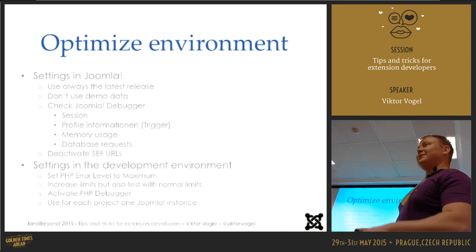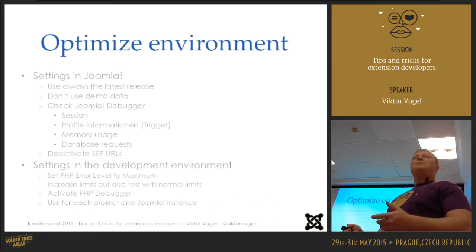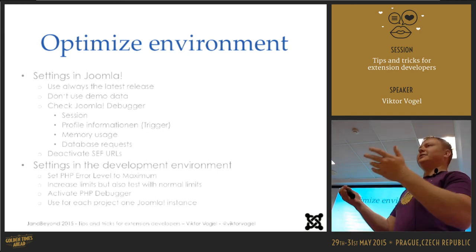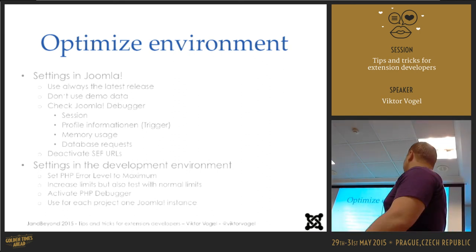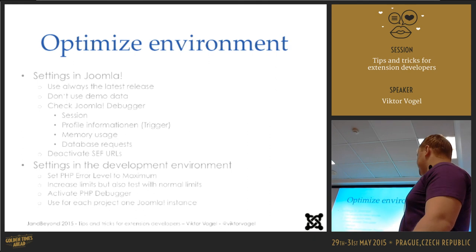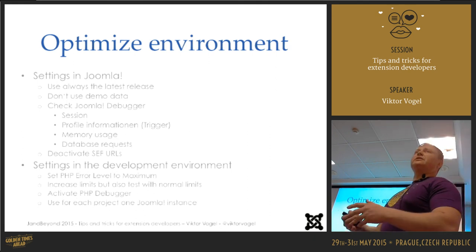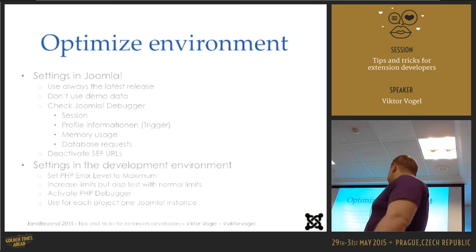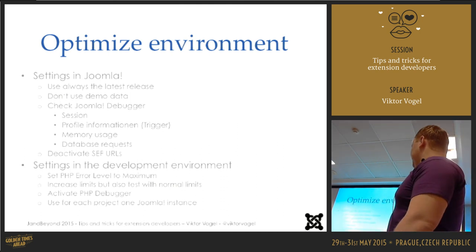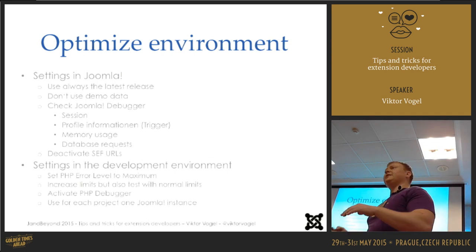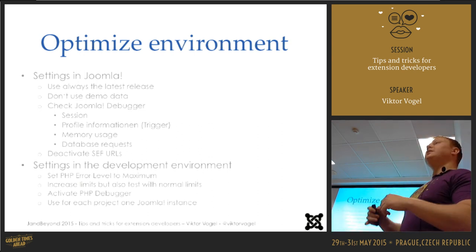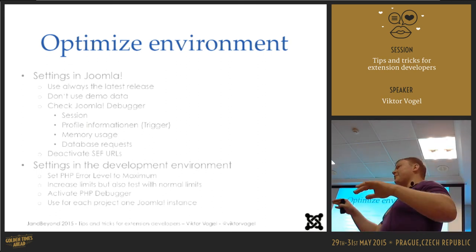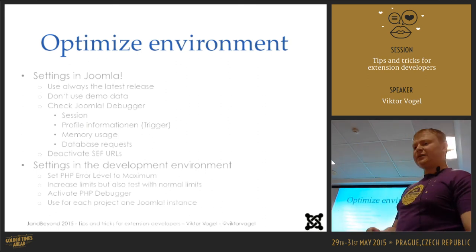I also increase the limits for memory and time. But of course, you have to test your extension then with normal limits, what the users have in the normal server environment. I use the PHP debugger activated, normally done in the php.ini if you use Xdebug. Just some lines you can copy and paste, very easy. Also, for each project and each extension I have my own fresh, clean Joomla instance, where I install and develop, and then I test it in other environments that I have with other extensions and with my extensions.